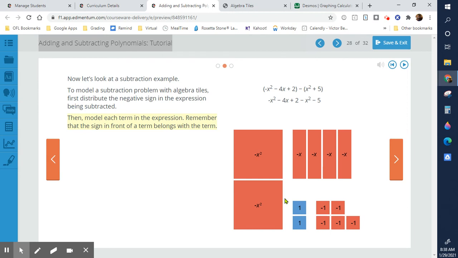Actually, hold on. They're just slabbing all of it together. So negative x squared, four negative x's, and two positives. Then we also have a negative x squared and 4. They kind of just combined everything, which I don't really like. They could have organized that better. This was not a good model.